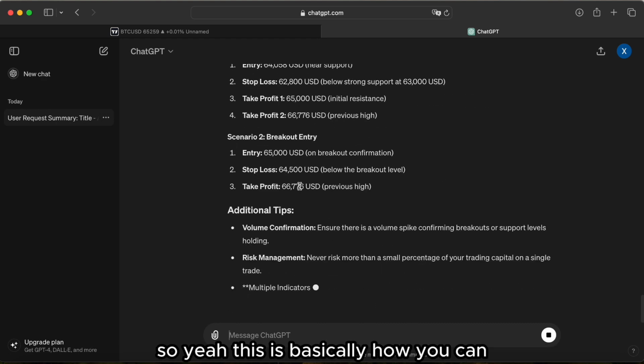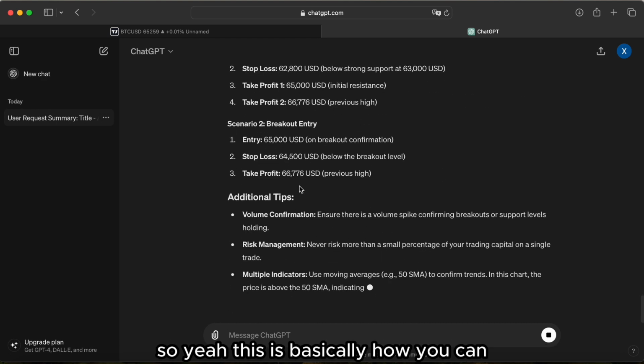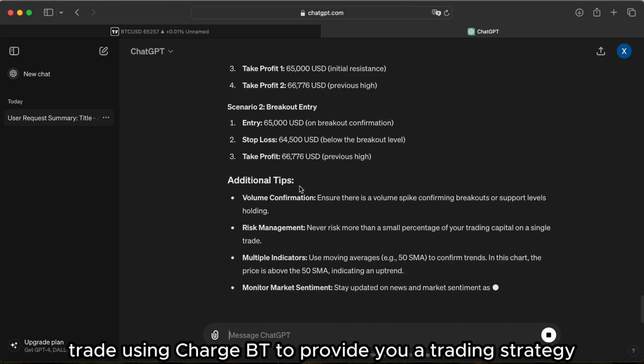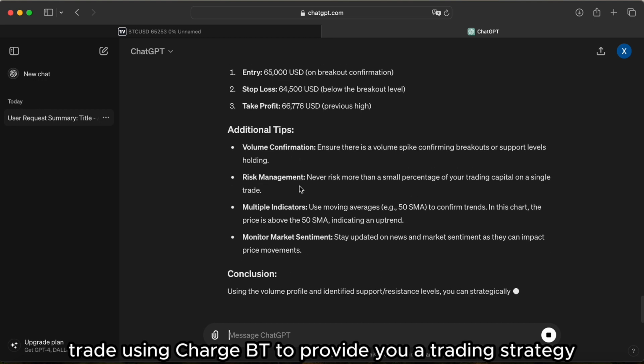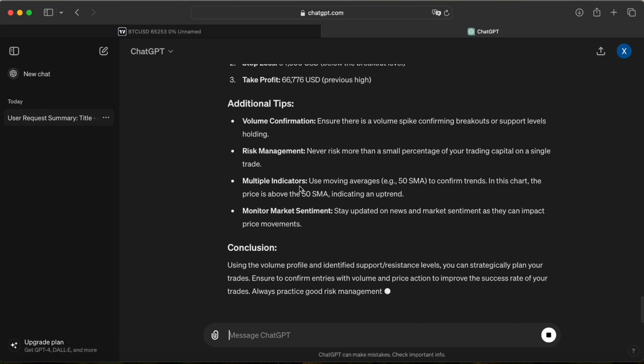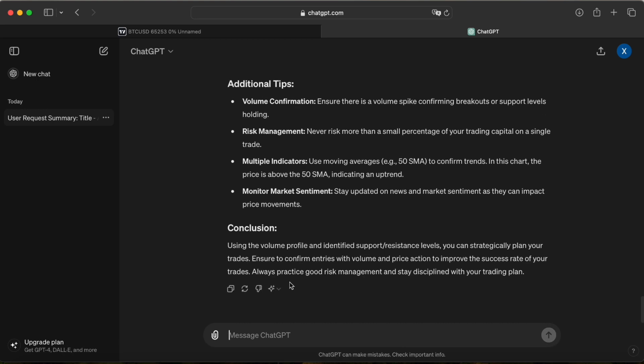So yeah, this is basically how you can trade using ChatGPT Omni to provide you a trading strategy.